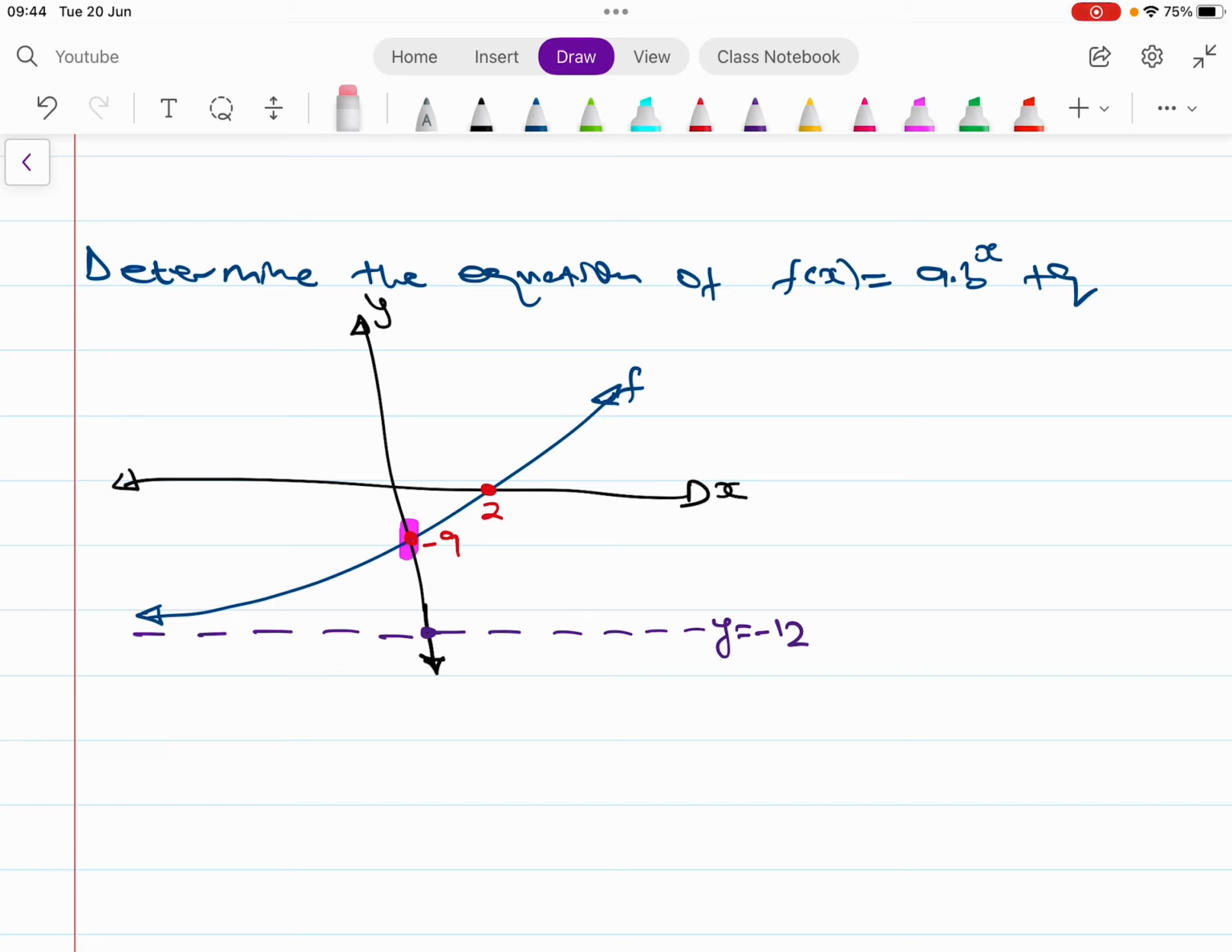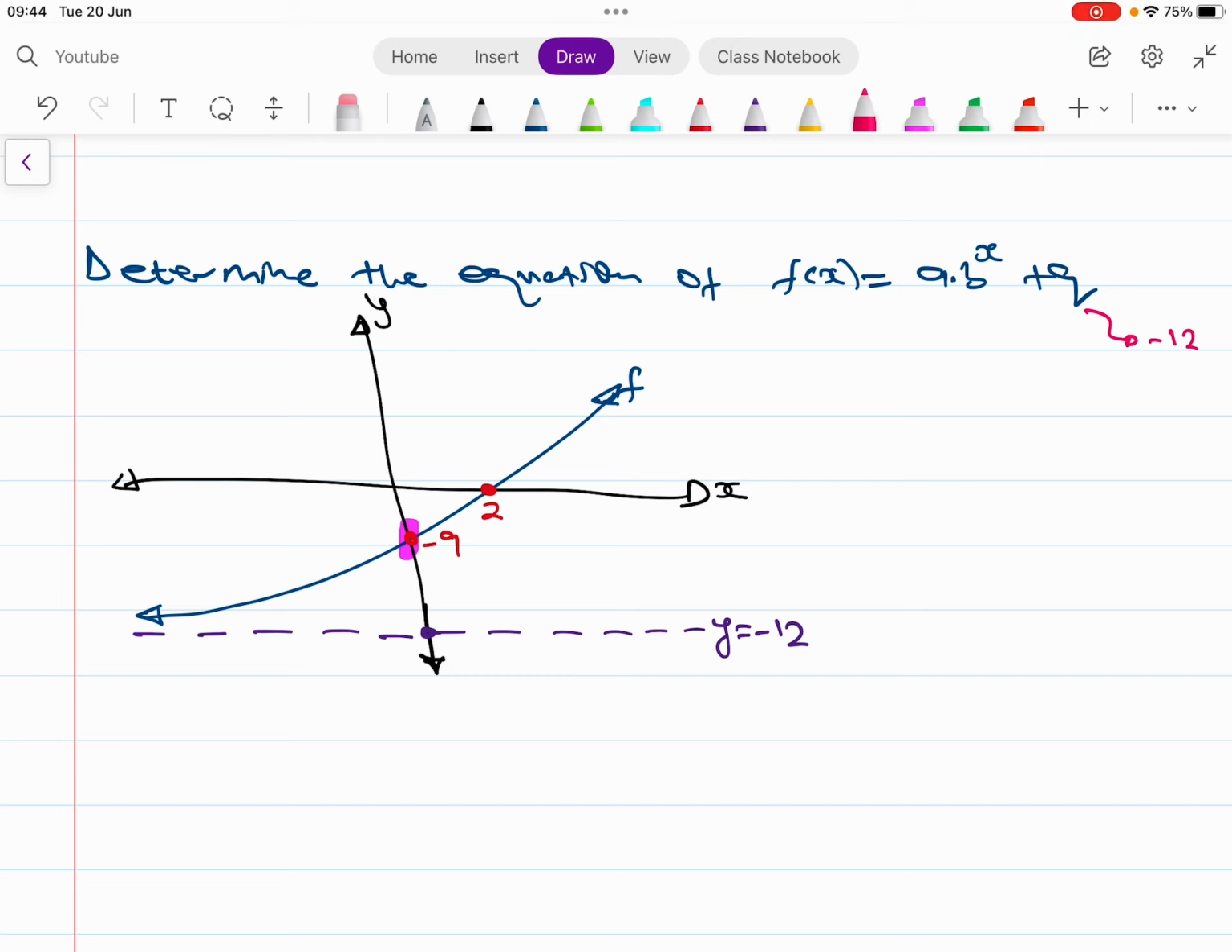So we have another situation here. This situation requires us to determine the equation of a geometric or exponential function. In this case, we are given 2 points on the graph as well as the horizontal asymptote. The horizontal asymptote is always the value for q. So in this case, the value of q is negative 12.